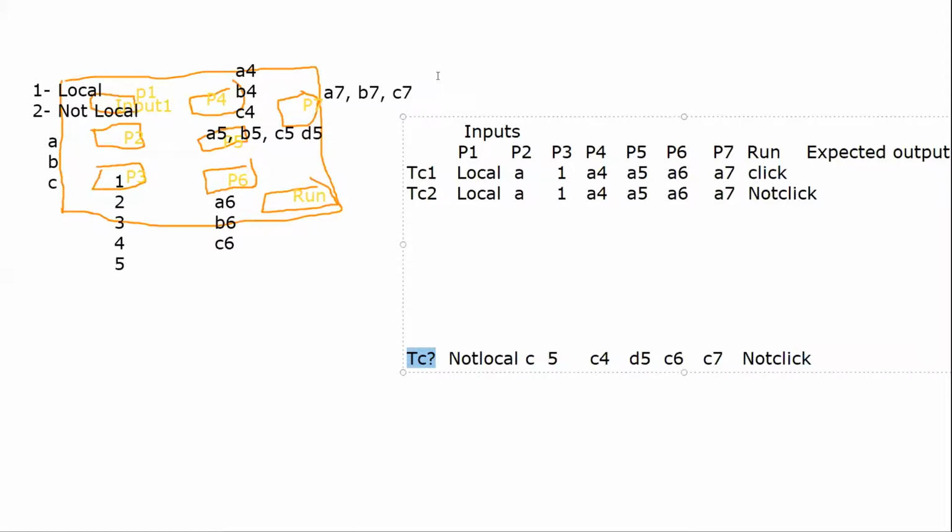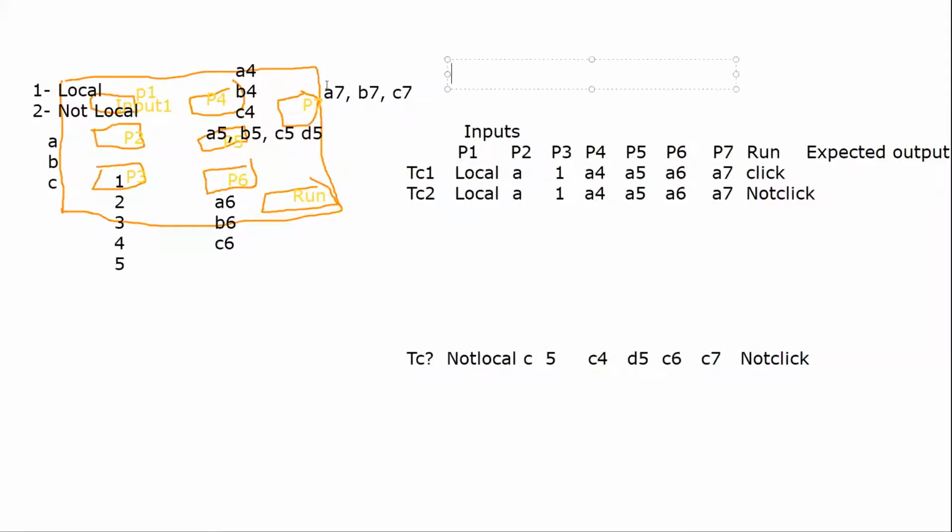Okay, I have the parameters, the inputs. The first input has two values. The second input has three values. The third input has three values. The fourth input has three values.